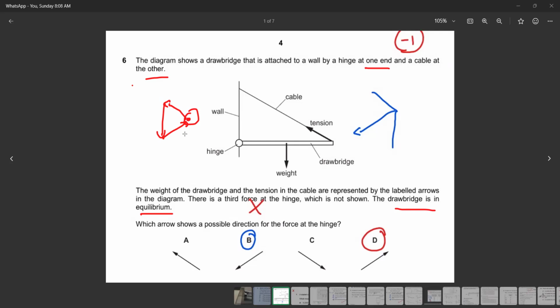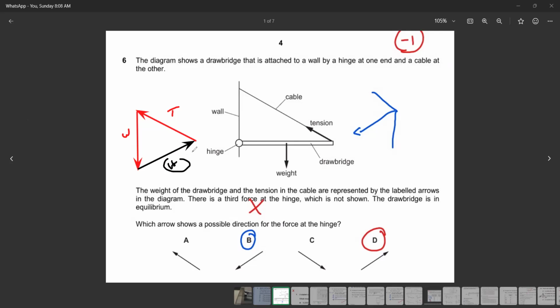So if we draw this, this is representing the tension and this is representing the weight. So what should be the third force at the hinge? Because there is no resultant, the starting and the final point should be the same. So this will be the force from the hinge. It matches with option D, because D is directed in the same way as the force should be.